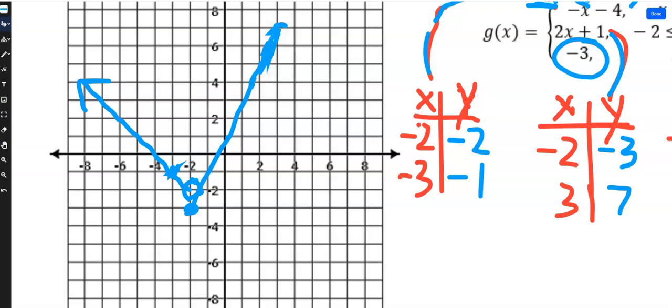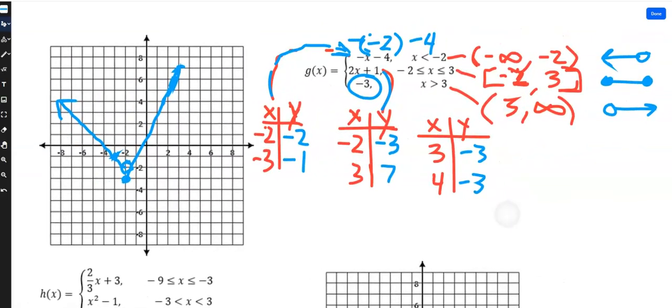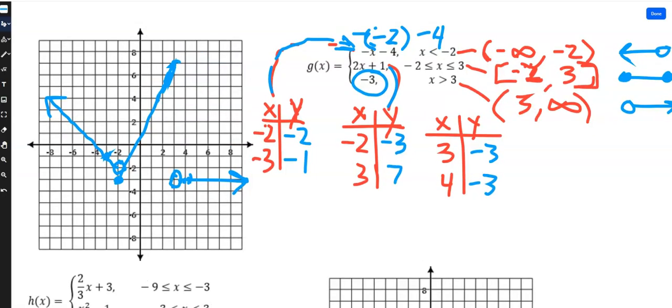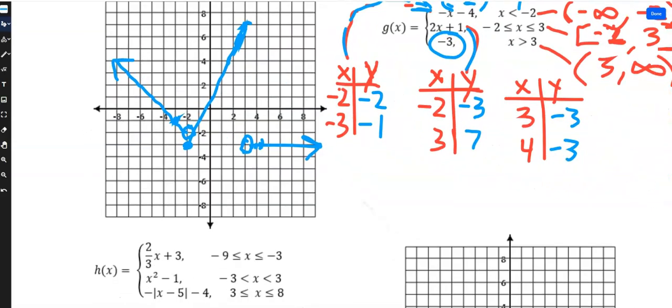Man, why aren't you drawing very well? And 3, negative 3. That's going to be back to that open circle. And then 4, negative 3. Remember, this is the flat line part right here. So these look like they might connect, but they don't. They don't connect at all.